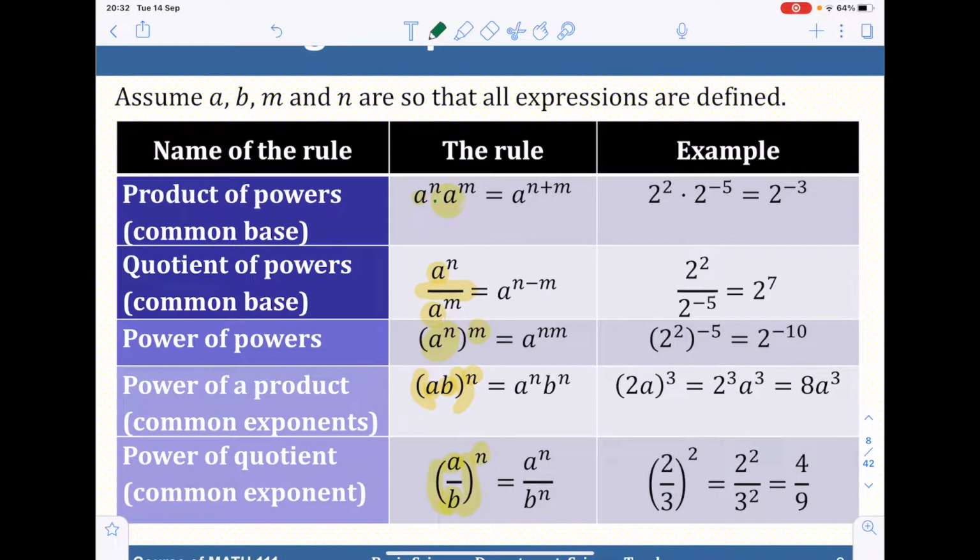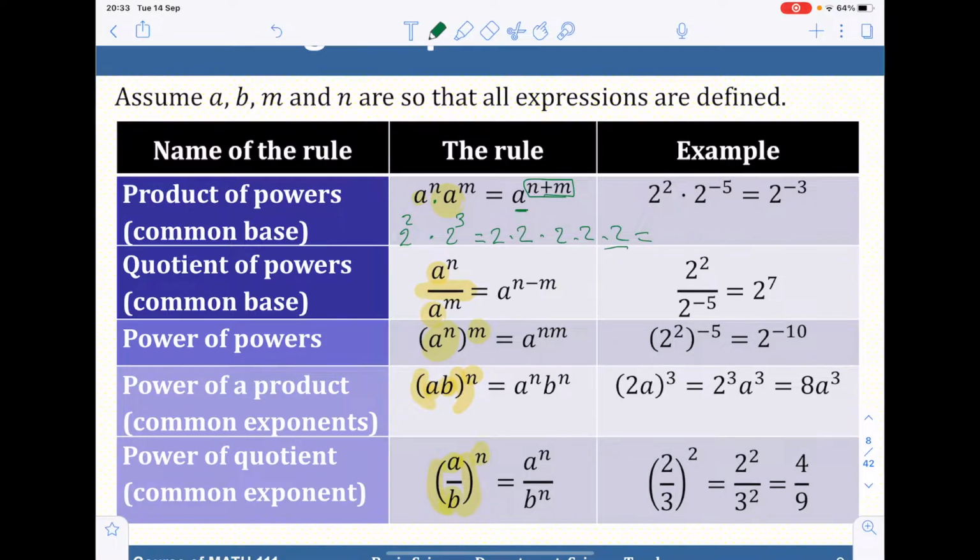The first rule is that if we have the same base and each one has different powers, and the operation in between those two numbers is times, all you have to do is just put the base as it is and then add the powers. Okay, let's see, for example, I have 2 to the power 2 times 2 to the power 3. So 2 to the power 2 is 2 times 2, and 2 to the power 3 is 2 times 2 times 2.